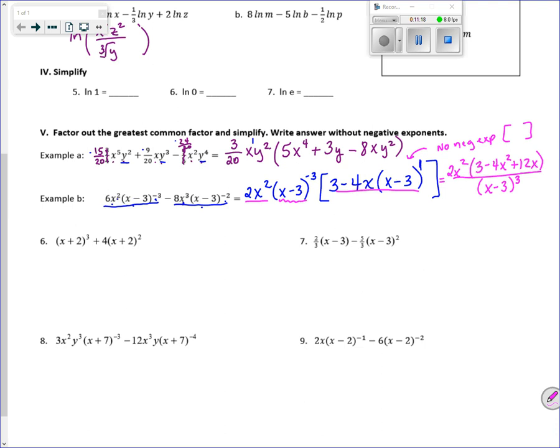So you have 4 more to practice and just finish this page up. Very, very important stuff.